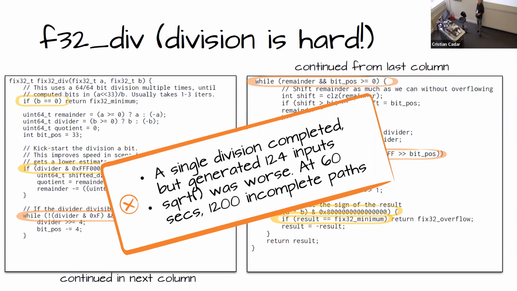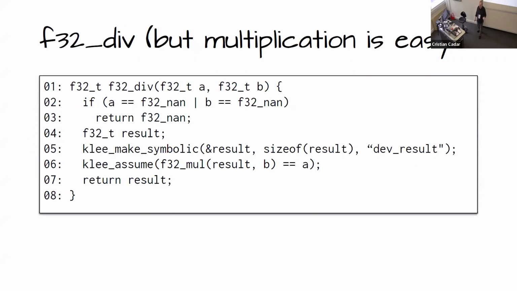So how do we deal with this? Well, one of my favorite techniques as a practitioner to solve hard problems was to make it someone else's problem. So what does div look like? Well, it turns out division's hard, but multiplication is quite easy. So I just declare a value, tell KLEE, very simple, that if I multiply that value by b, I must get a, and return that. Turns out KLEE's solver is very good at finding an answer.